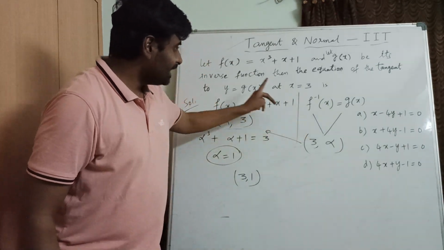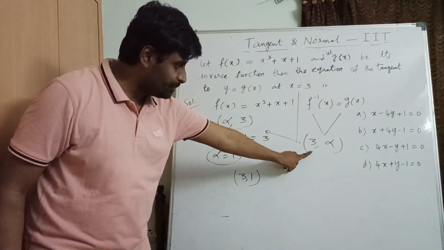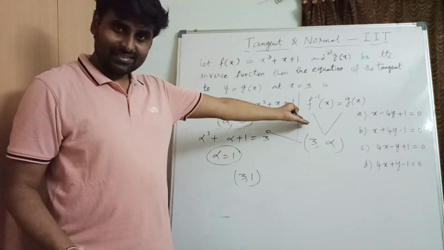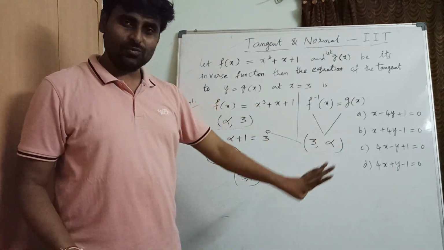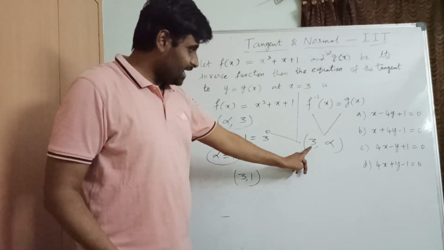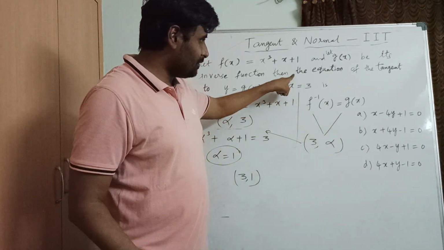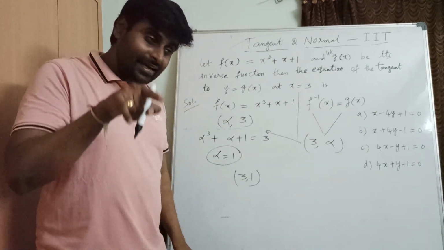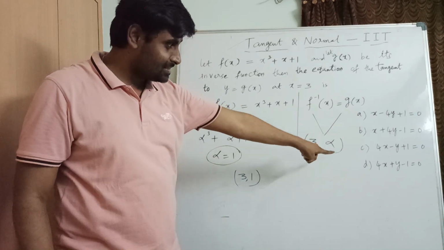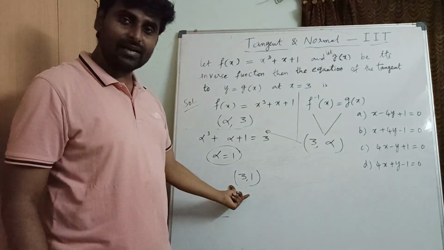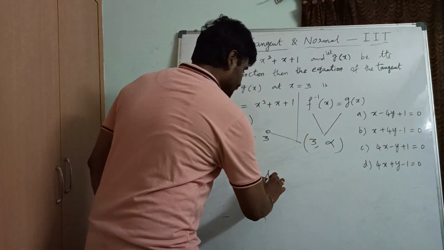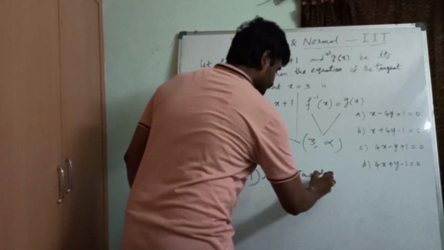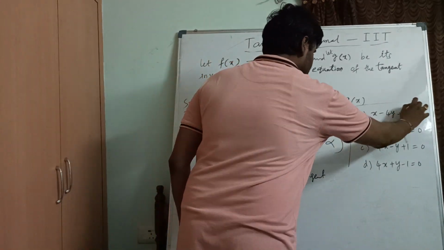So on the inverse curve, what will be the point? 3 comma 1, that's it. We need not differentiate any curve, just simply verify the options, correct? So 3 comma 1 lies on the inverse curve. Obviously this point also lies on its tangent, which is the result, correct or not? So 3 comma 1 lies on its tangent. Just verify the options and we'll get the answer. It's very easy. So which of the following options are correct here?